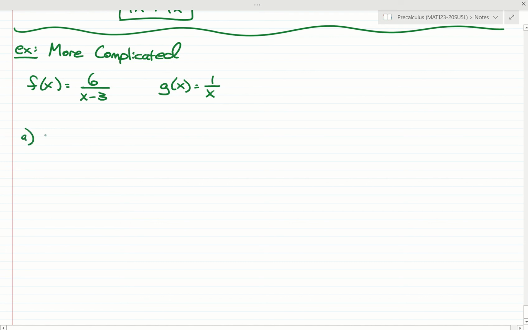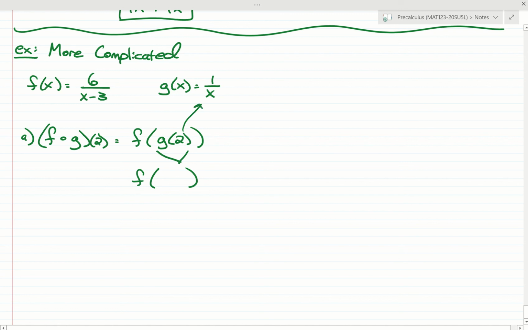First, let's figure out what f of g of 2 is. Remember, this is notation for f of g of 2. The way that we do this is we figure out the inside first. So what's g of 2? Well, if you plug 2 in for x, that's easy. That's 1/2. So now f of 1/2 means we plug 1/2 in for x. So that's going to be 6 over 1/2 minus 3.